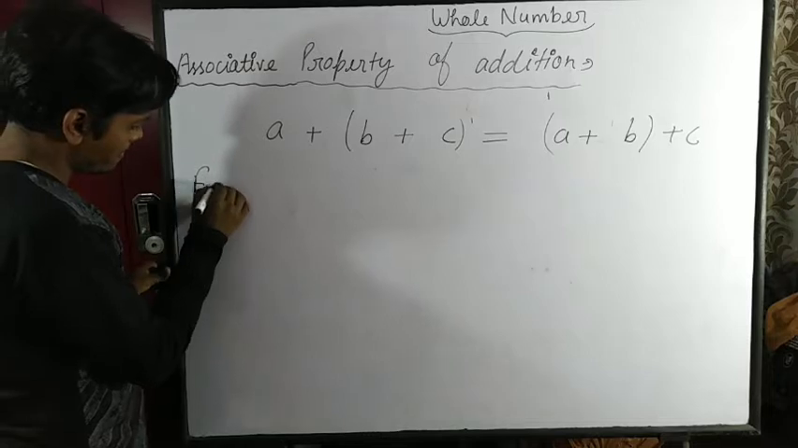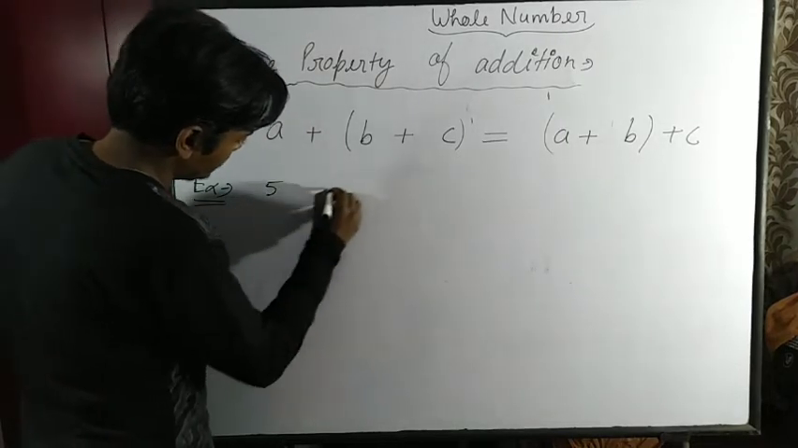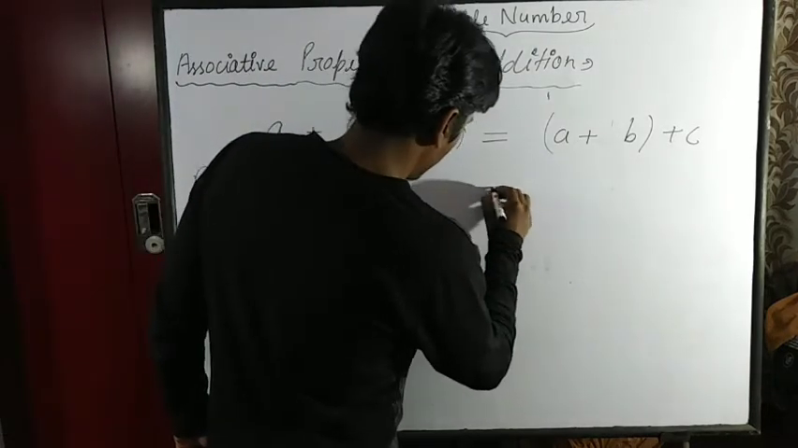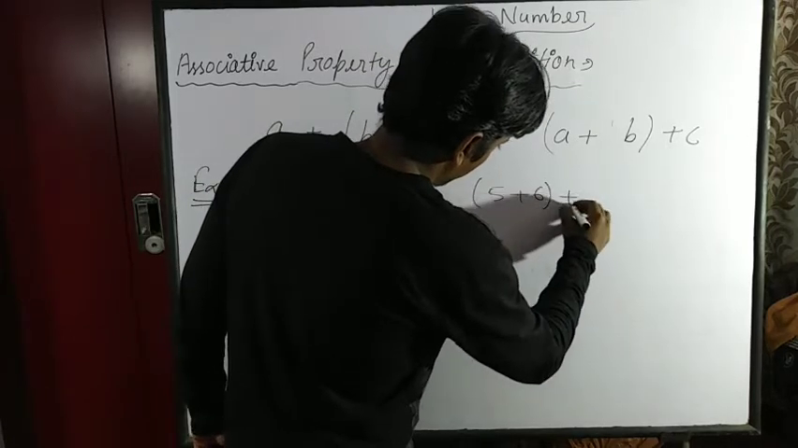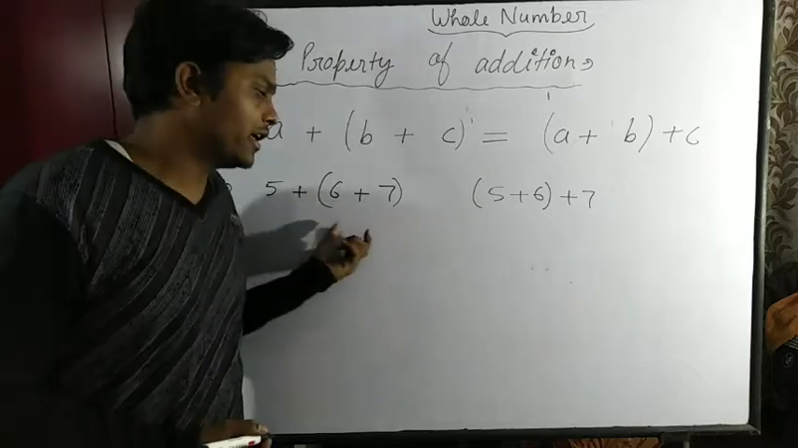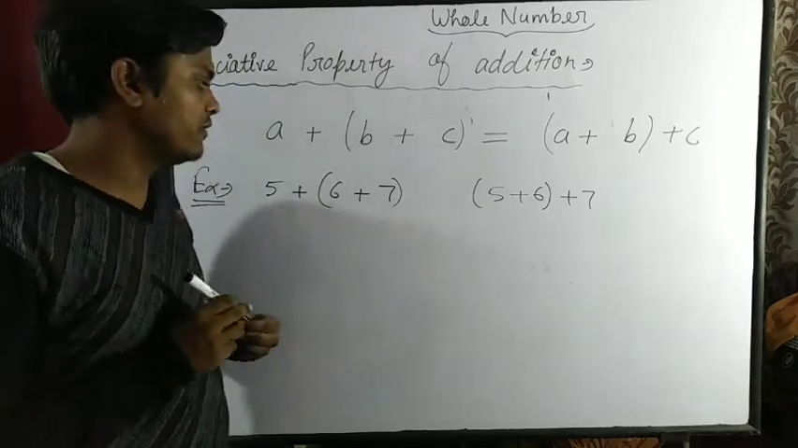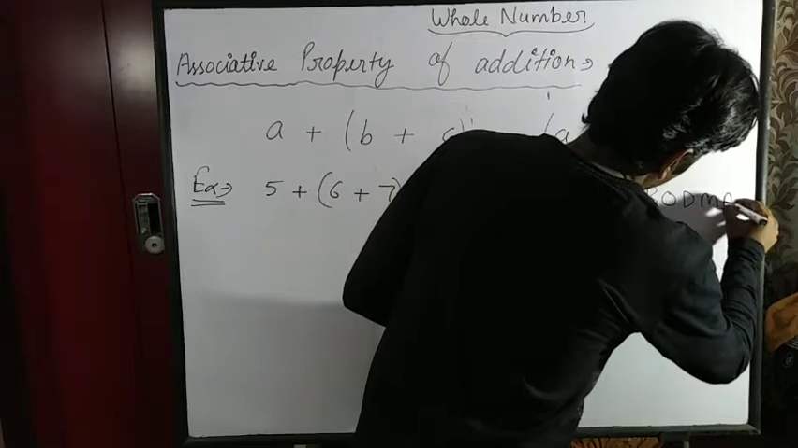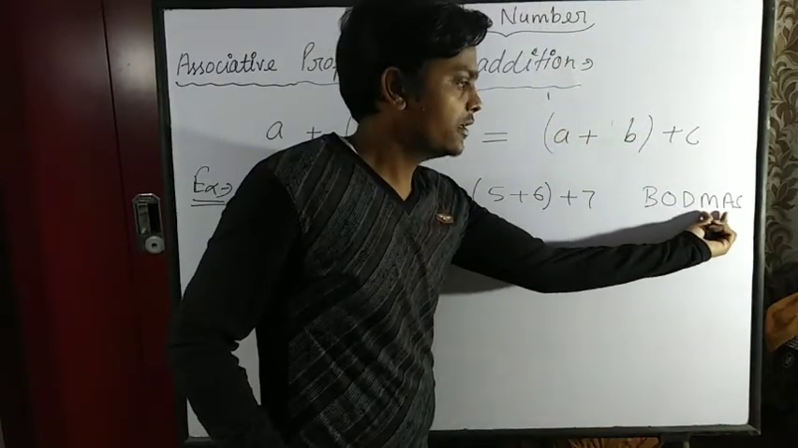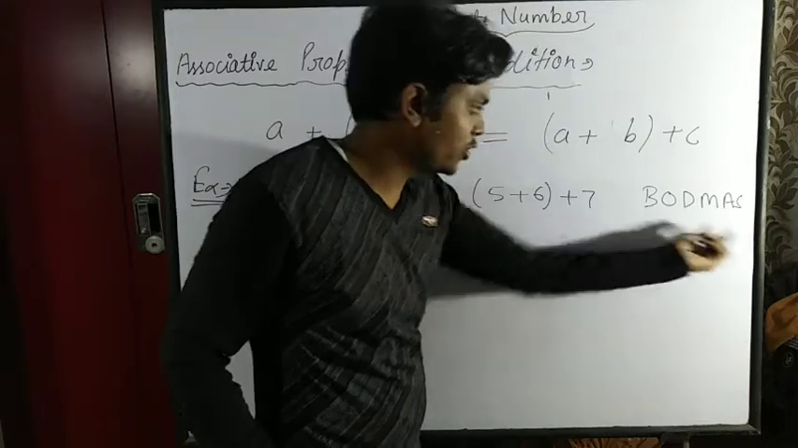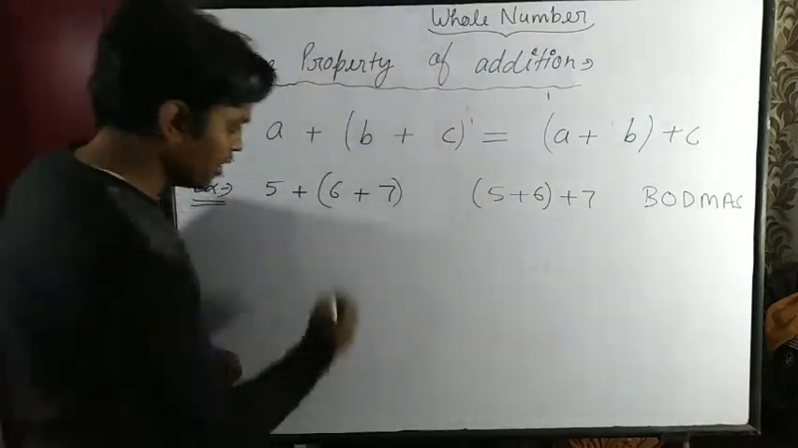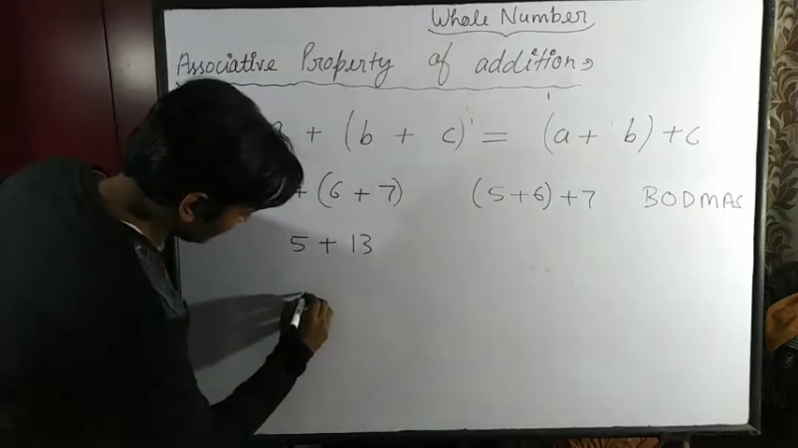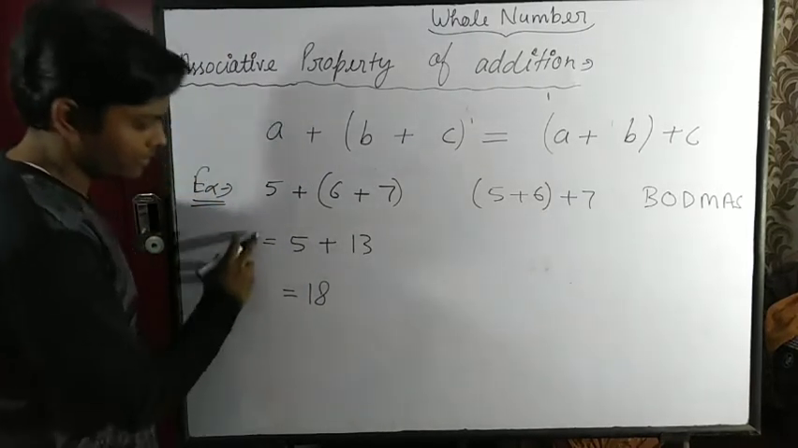See the example: 5, 6, 7, and here also 5, 6, 7. According to the BODMAS rule, bracket, of, divide, multiply, addition and subtraction, first of all we will solve this bracket. So 6 plus 7 is 13, and 5 stays as it is. 13 plus 5 is equal to 18.